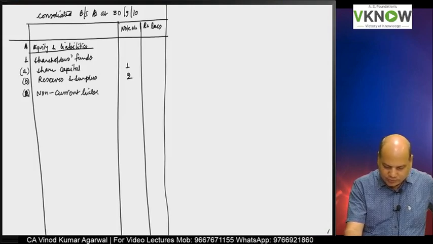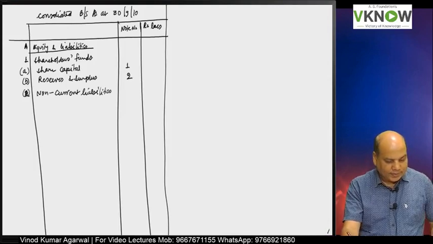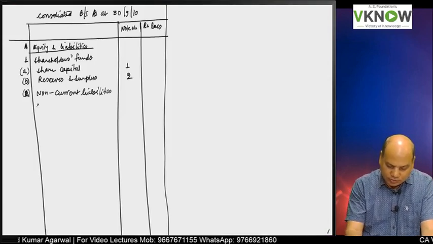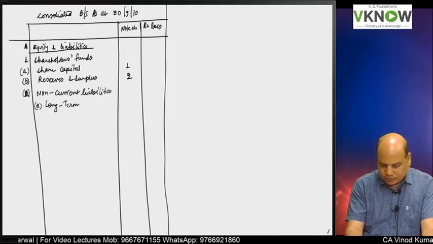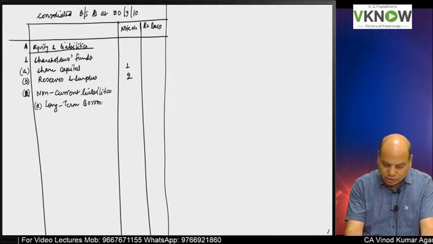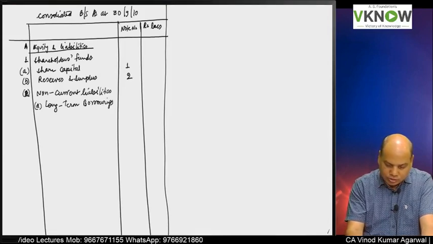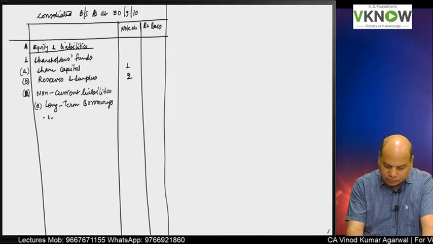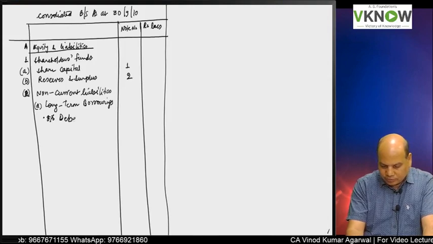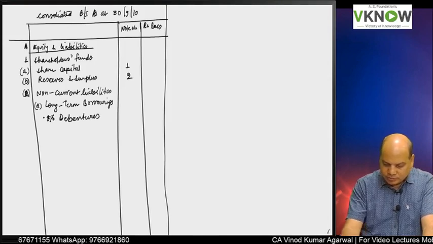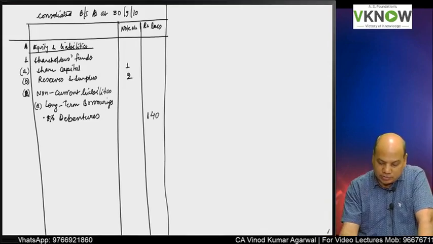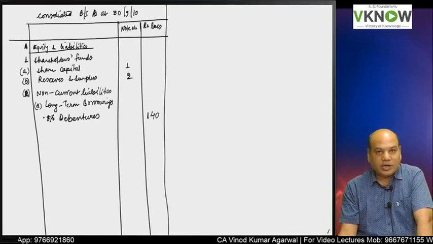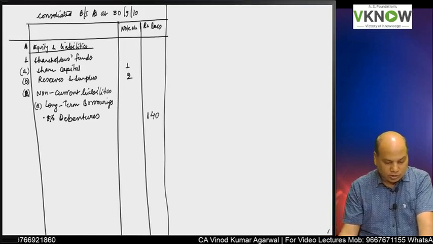non-current liabilities. Under non-current liabilities you write down A, long-term borrowing. Do you find any long-term borrowing in the given balance sheet? You will say no, but you are forgetting we have issued one 8% debenture. So that 8% debenture issued by Air Limited will come in the balance sheet. So I have written directly here. You can prepare a note also if you want.